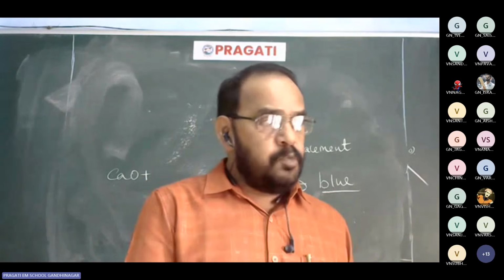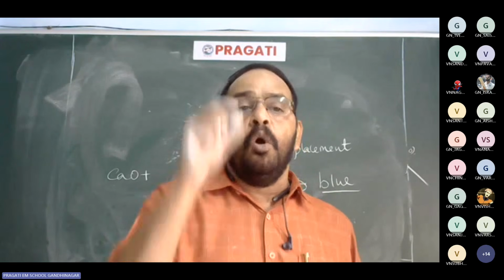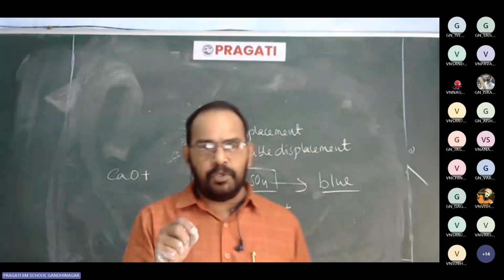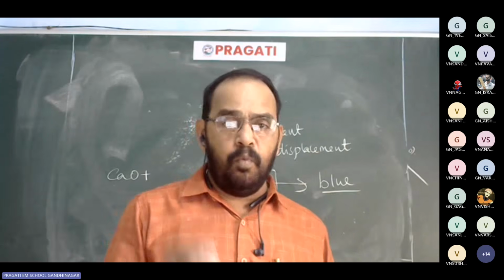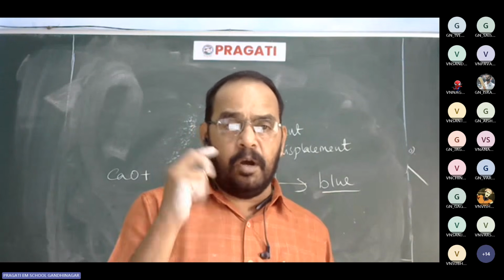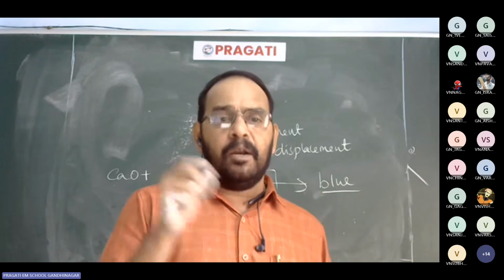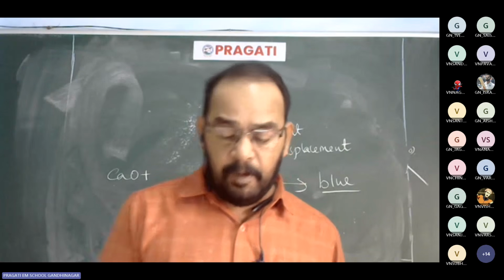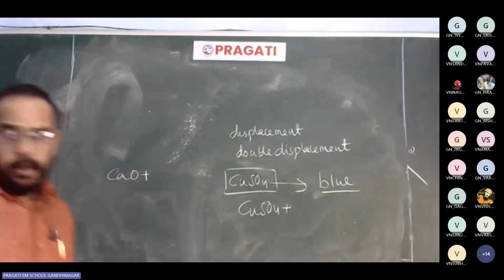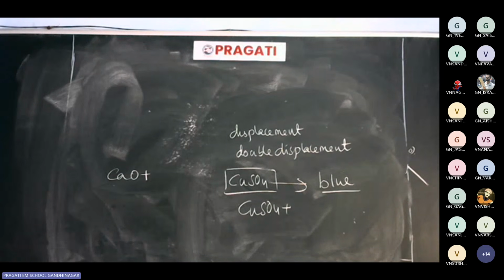So slowly, if it is a 1 mark question, that much explanation is not necessary. The blue color of the copper sulfate solution will fade. That is the answer. If it is a 2 mark question, give the reason: because iron displaces copper from copper sulfate solution, and copper sulfate solution slowly changes to ferrous sulfate solution. So the color will change. That is the answer. Okay. Displacement reaction, double displacement reaction.